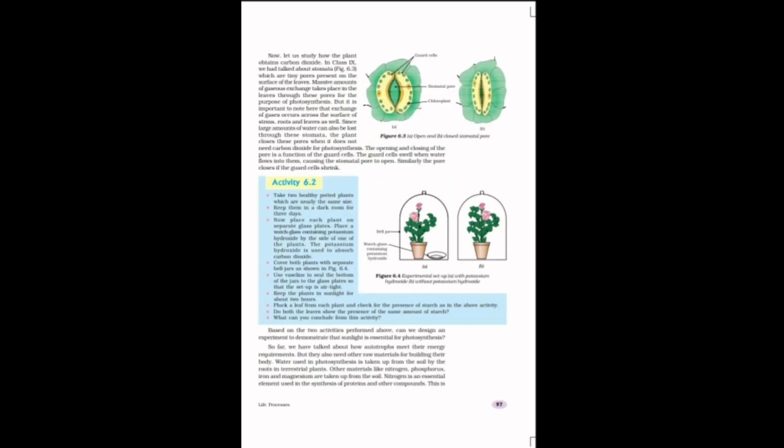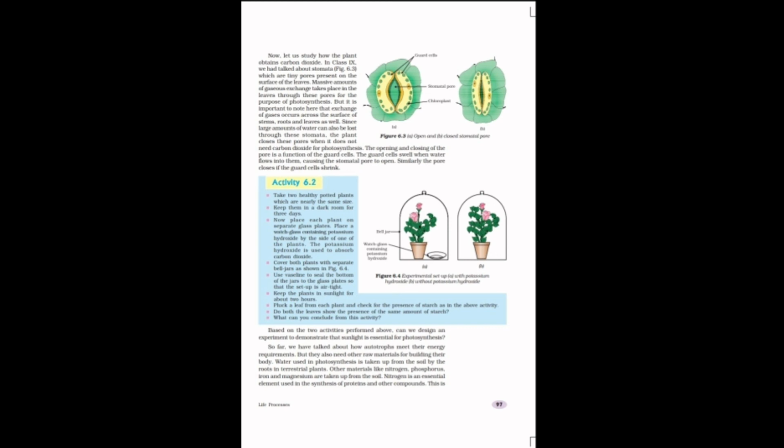Now let us study how the plant obtains carbon dioxide. In class 9, we had talked about stomata, figure 6.3, which are tiny pores present on the surface of the leaves. A massive amount of gaseous exchange takes place in the leaves through these pores for the purpose of photosynthesis. But it is important to note here that exchange of gases occurs across the surface of stem, roots and leaves as well.